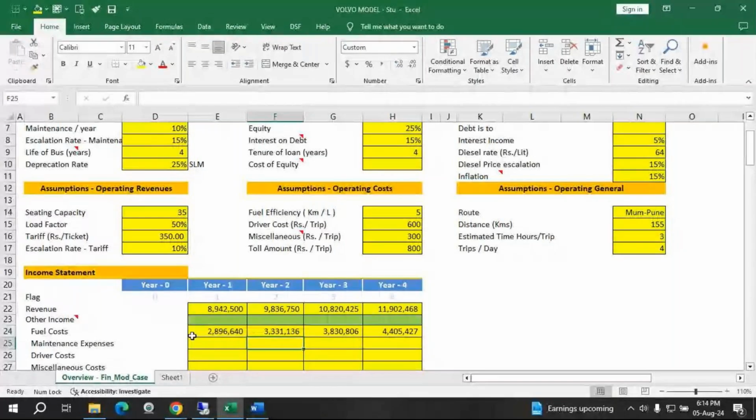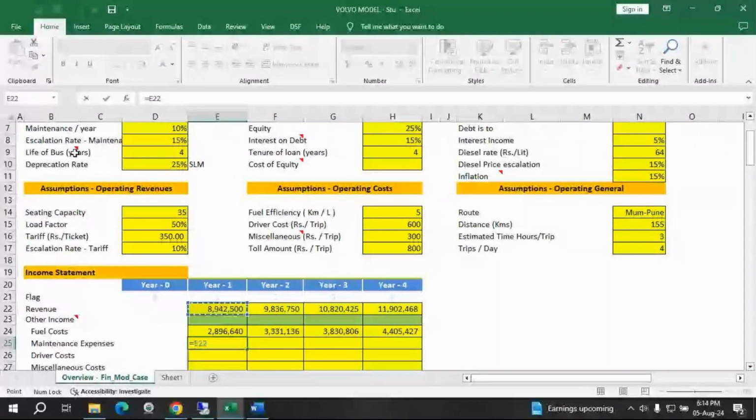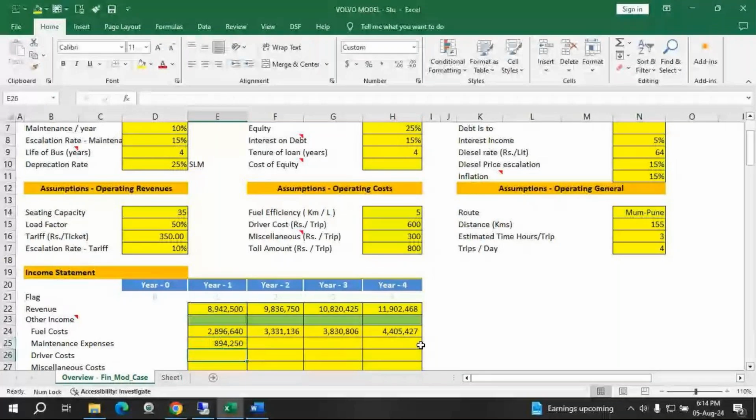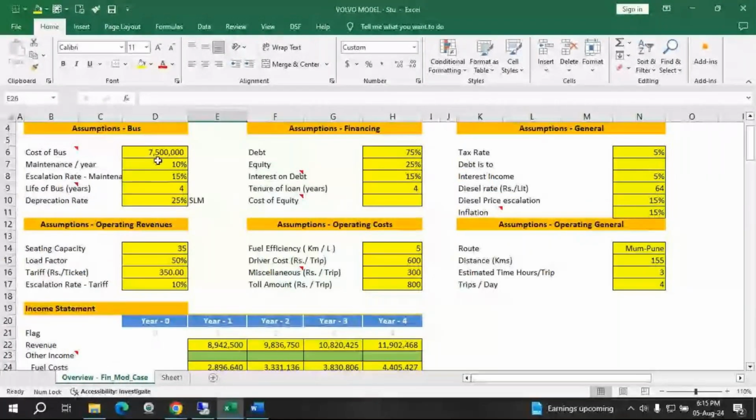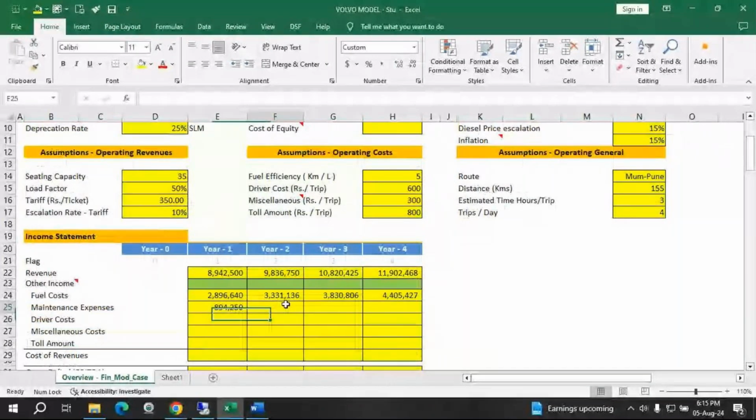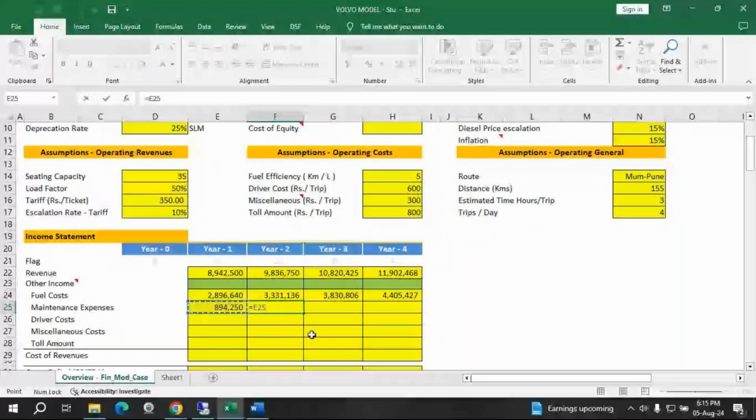So maintenance is on my revenue. So equals on revenue. They are telling 10% per year, so maintenance will be happening into 10%. Okay, so here they are telling there is escalation in the rate of maintenance. So it is on the revenue 10%, and year on year 15% escalation is happening on the maintenance. Okay, so I'll come here, take the previous year value into 1 plus 15%.